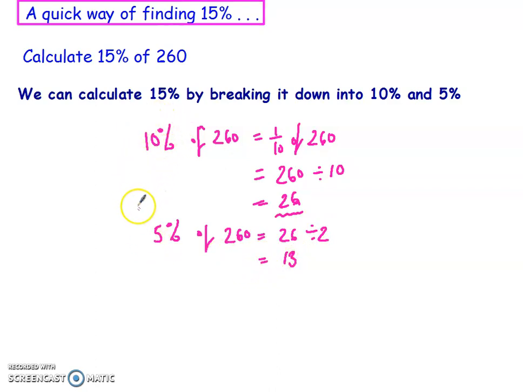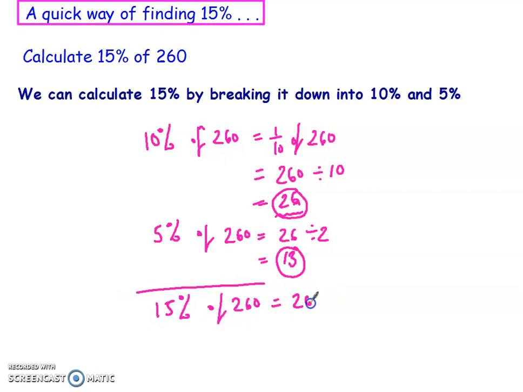Then all we're looking to do is add these two percentages together to get 15%, and therefore if we take the value of 10% and 5% and add them up, then that would give us an overall 15%. So 15% of 260 would just be 26 plus 13, and that's 39.